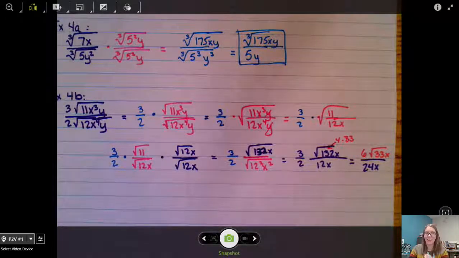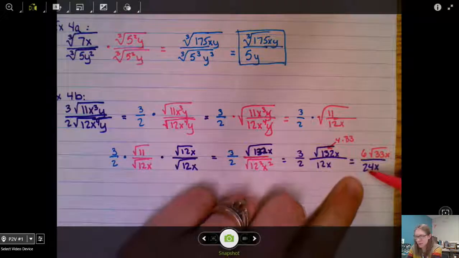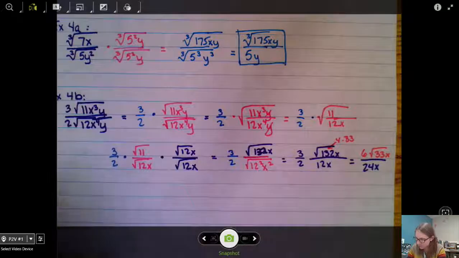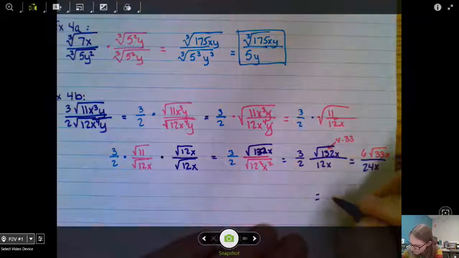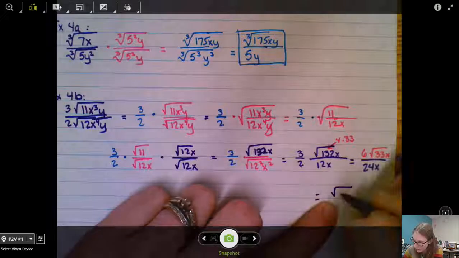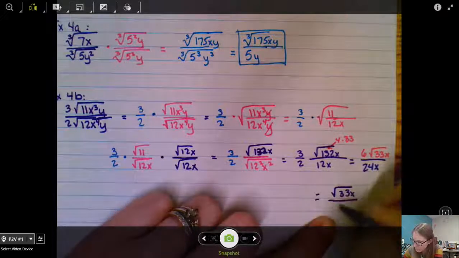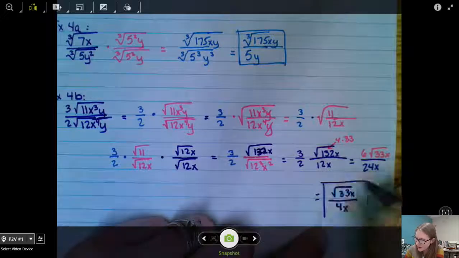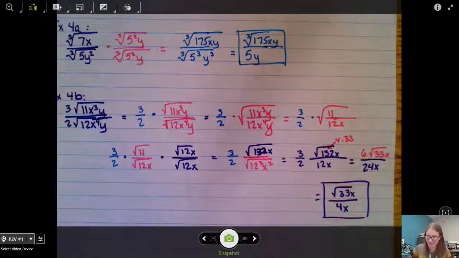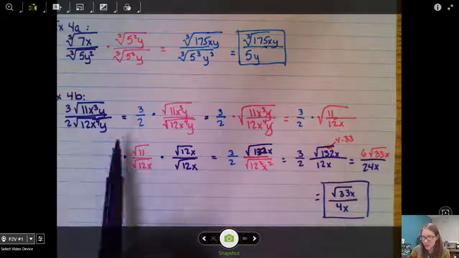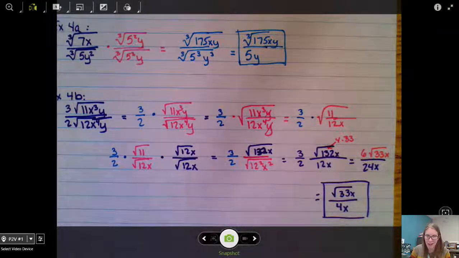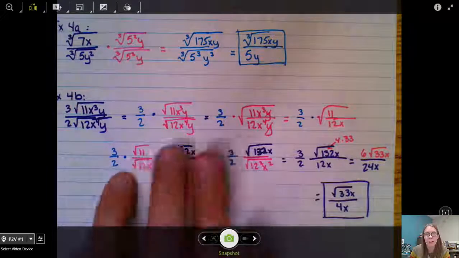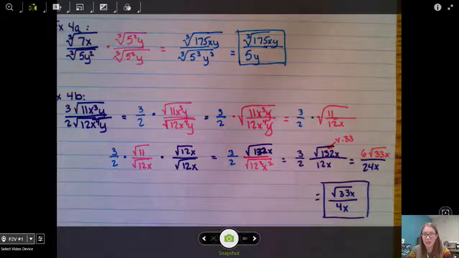Okay, now there's one very last thing I can do to help simplify. 6 over 24 is 1 over 4. So my final answer would be 1 square root of 33x over 4x. This is pretty messy. There's a lot of steps involved, and really this 3 over 2 just kind of trailed behind. If this would have been easier, you could have just kind of left that 3 over 2 out front and plugged it back in at the end if you didn't want to trail it the whole time. But there we go. That's our general process.